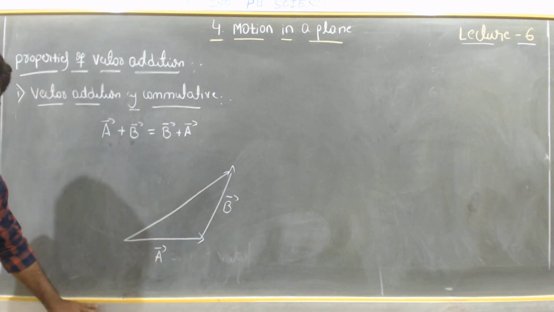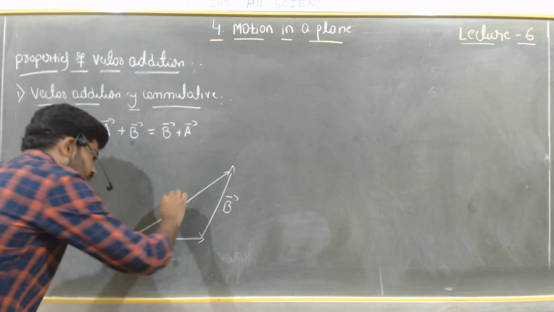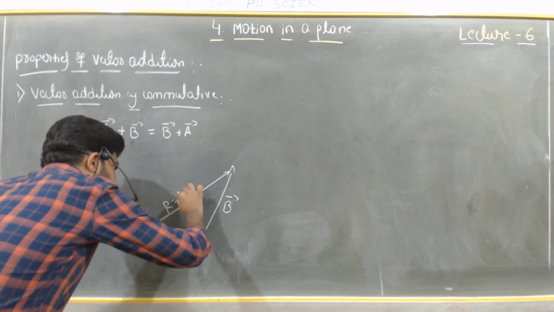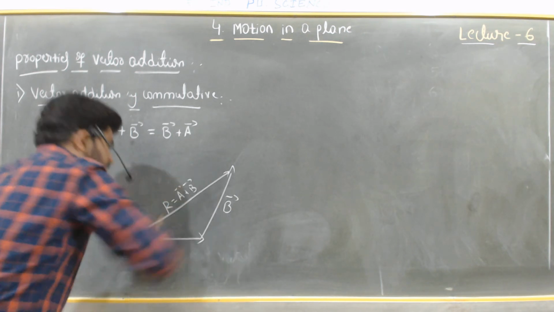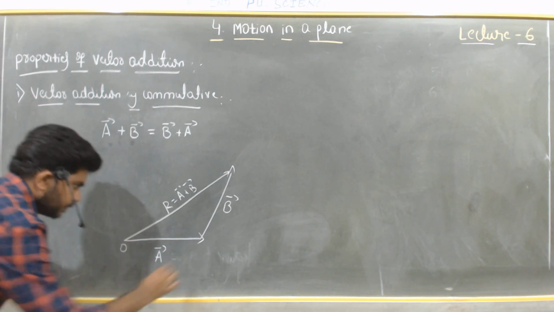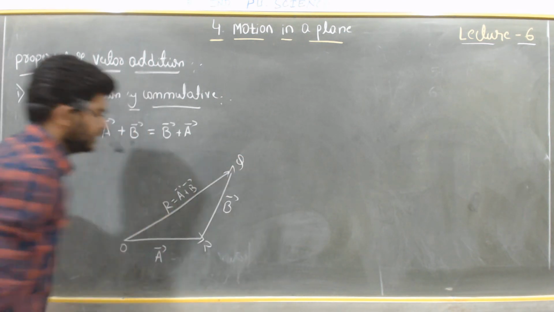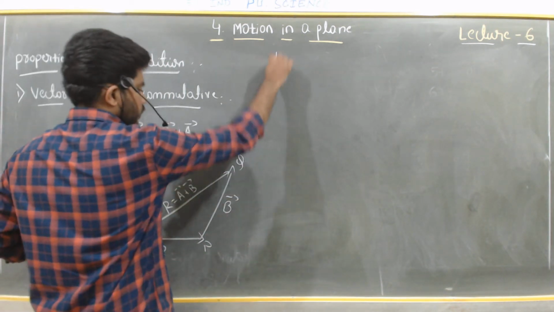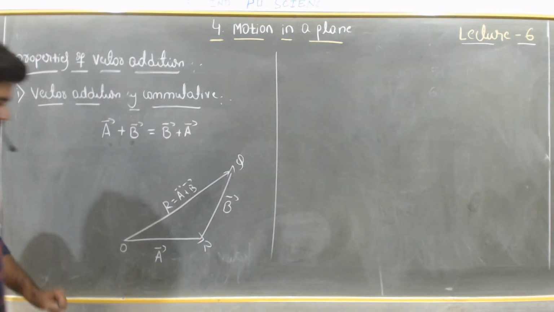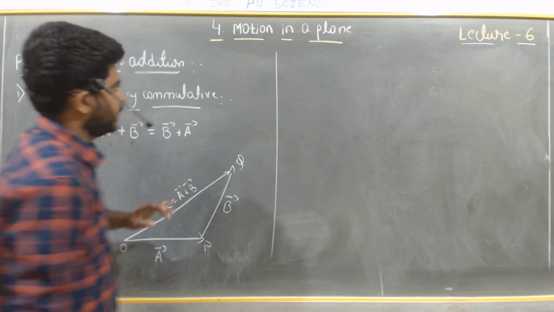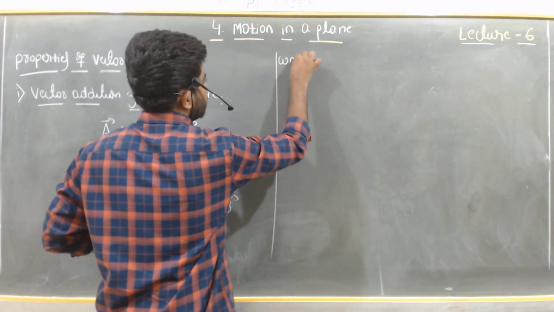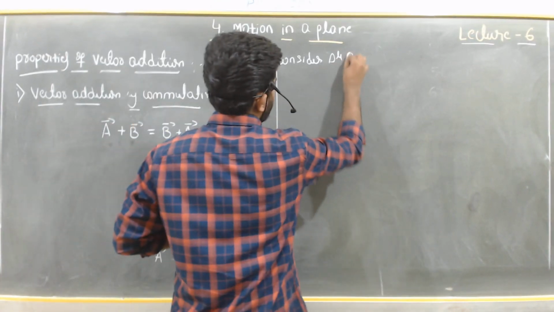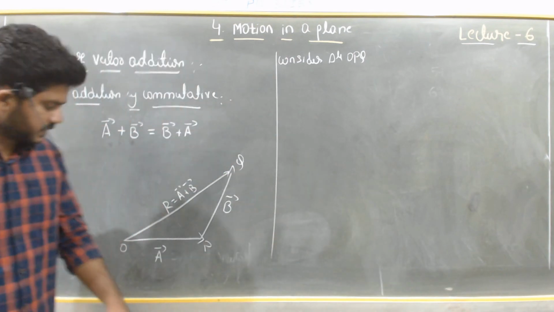Vector A plus vector B. So the resultant of these two is vector R. Vector R is equal to vector A plus vector B. This is the common thing. Represent the points as O, P and Q. O, P, Q. So first, consider triangle OPQ.